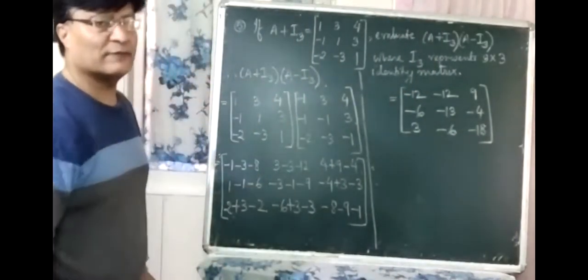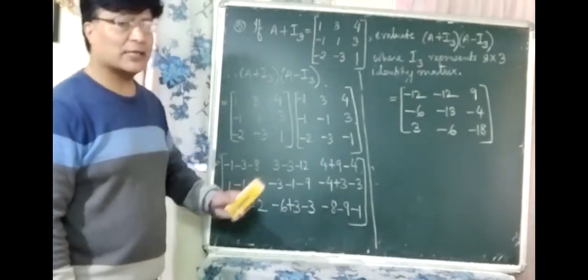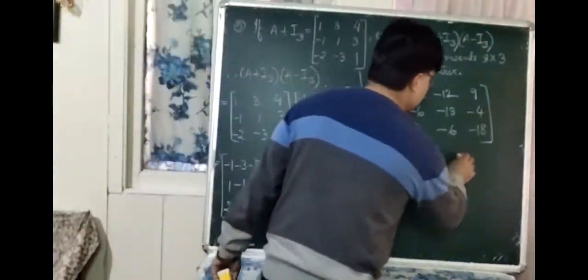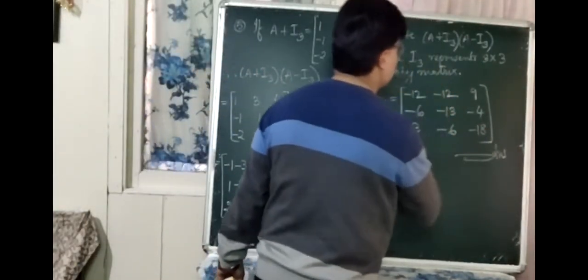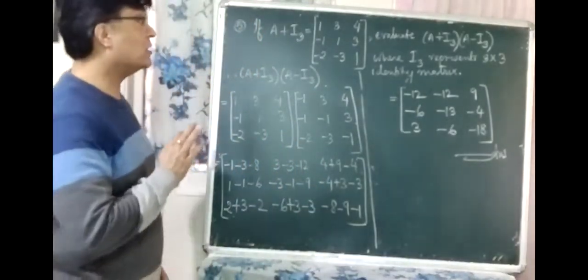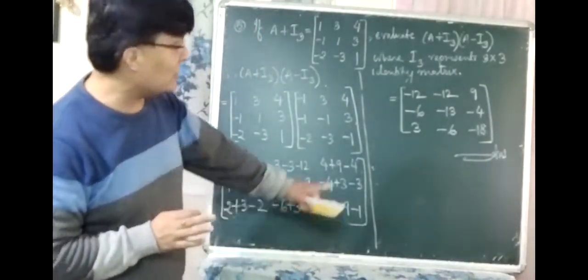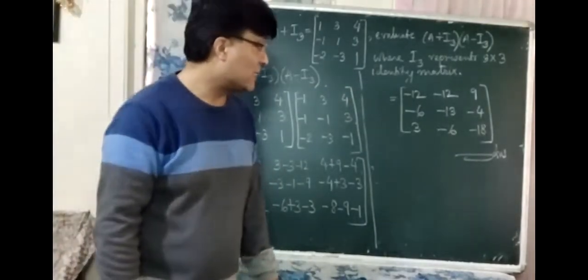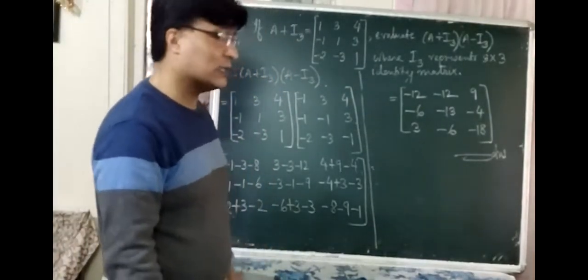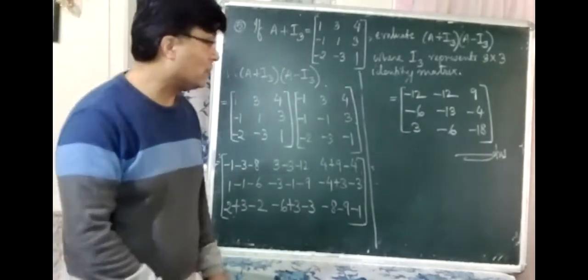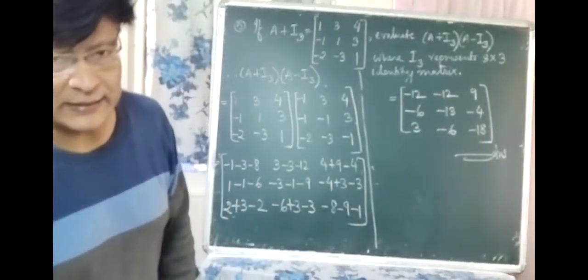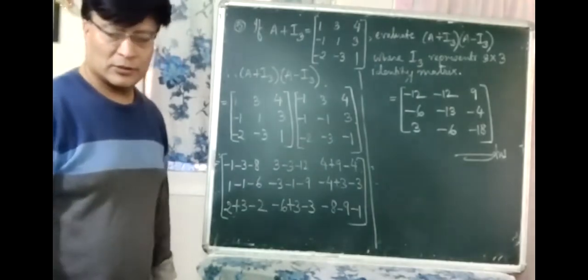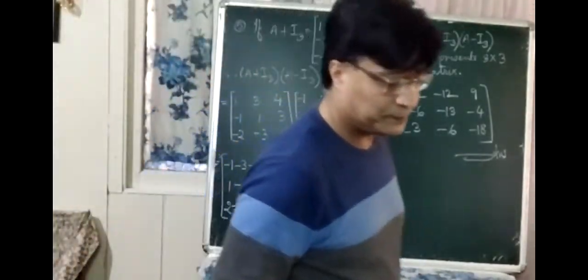But this is the value of the matrix A plus I3 into A minus I3. That is, we got the answer. That is, what is the matrix A plus I3 into A minus I3? In the first row minus 12 and 9. Second row minus 6, minus 13 and minus 4. And in the third row 3, minus 6 and minus 18. Is that clear? So now we'll do the next problem.